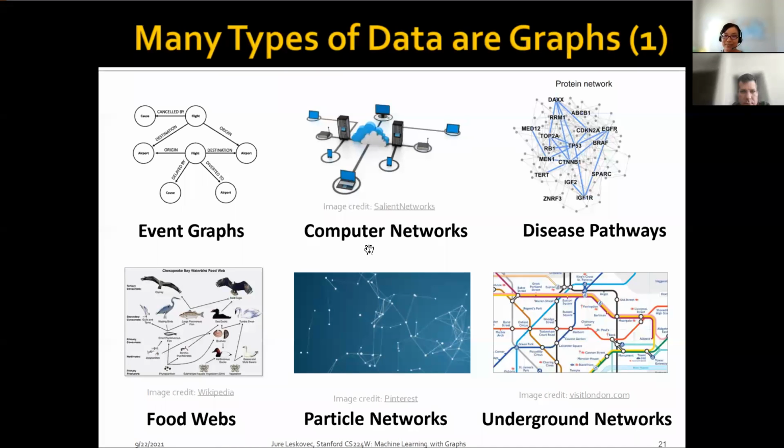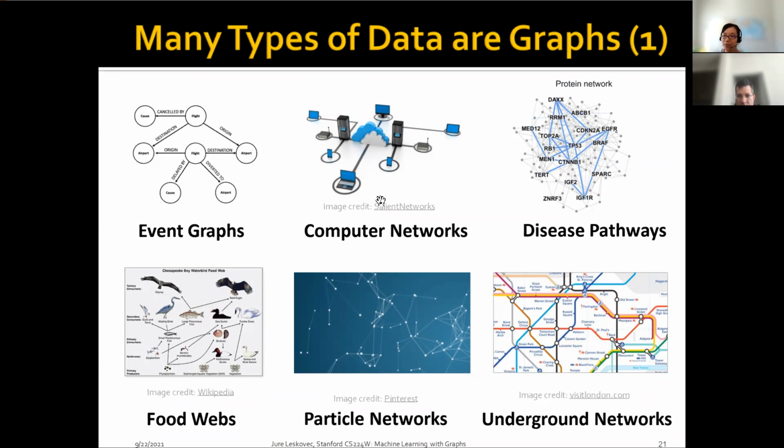And actually there are many kinds of graphs in the real world. Say the event graph. This example shows the event of flights. Some flight got canceled, maybe because of weather, and some flight is from this airport and goes to another airport. It tells you the events around the flight.